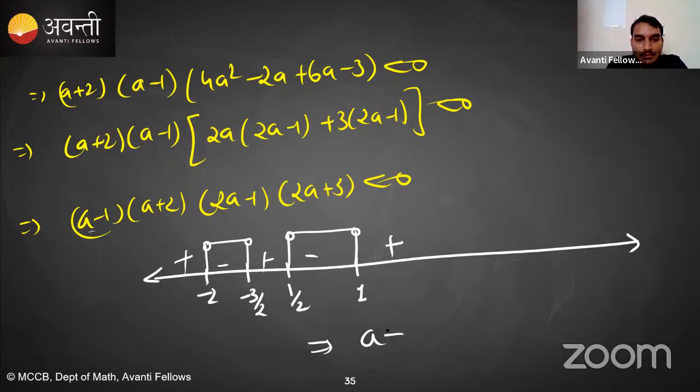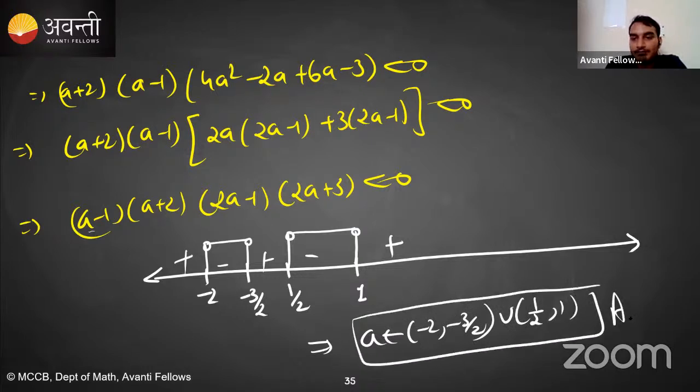So what does it come to? Minus 2 to minus 3 by 2 union 1 by 2 to 1. So this is your answer. Is this clear, students? Everyone, clear? Very good. So if the points are lying on the opposite side of the line, just replace your x, y with the points, and then it would be less than 0. Product of L1A into L2A will be less than 0, right? Very good. So if it is clear, students, let's proceed further.